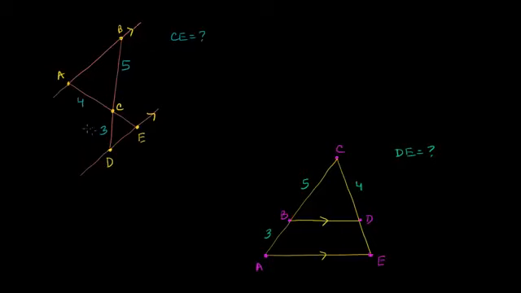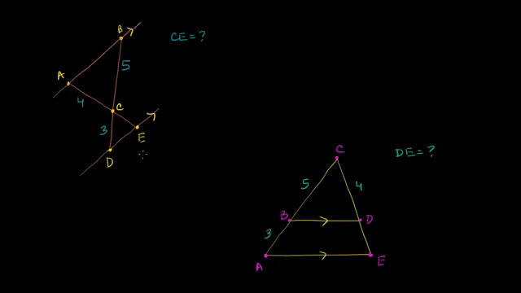In this first problem over here, we're asked to find the length of segment CE. And we have these two parallel lines, AB is parallel to DE. And then we have these two essentially transversals that form these two triangles. So let's see what we can do here.